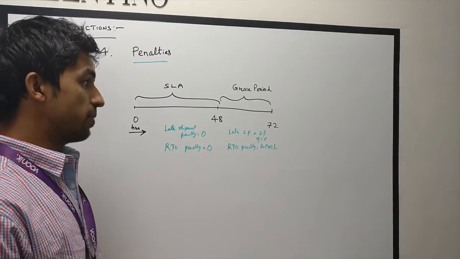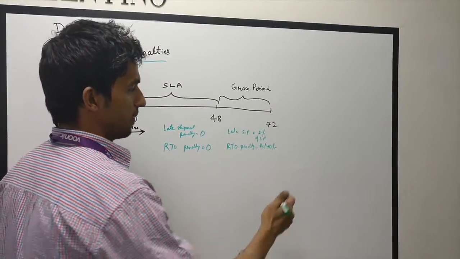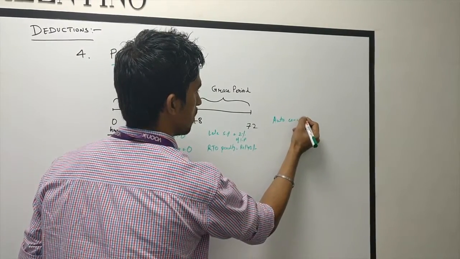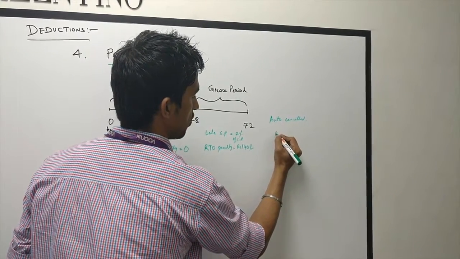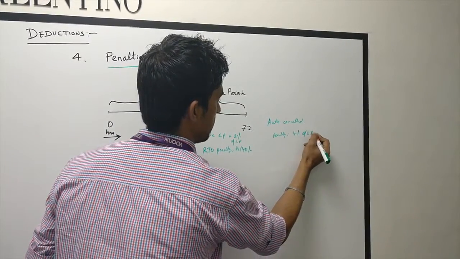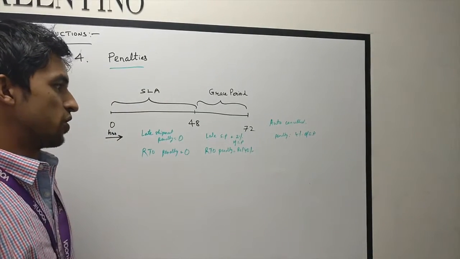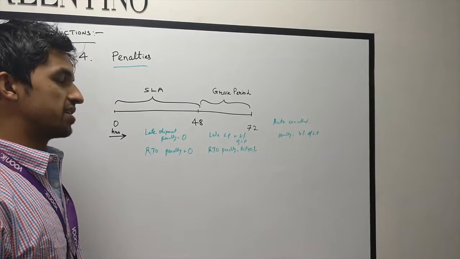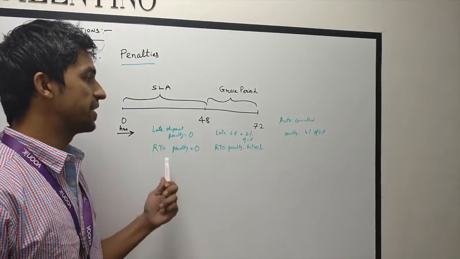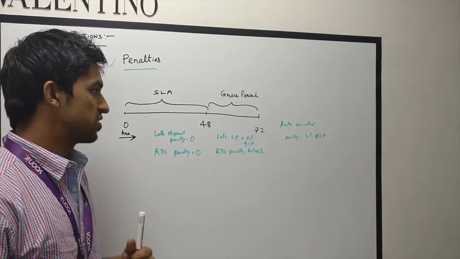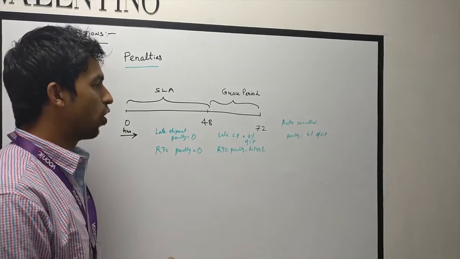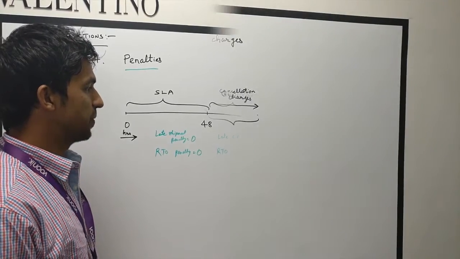In case you are unable to ship order even after the grace period, the order gets auto cancelled and there's a penalty of 4% of the SP. So when we are calculating our margins and calculating our payouts, it's very important to keep the penalties in mind. At the same time, as you receive orders, it's crucial that you keep the penalties in mind and ship your orders in time within the SLA period.